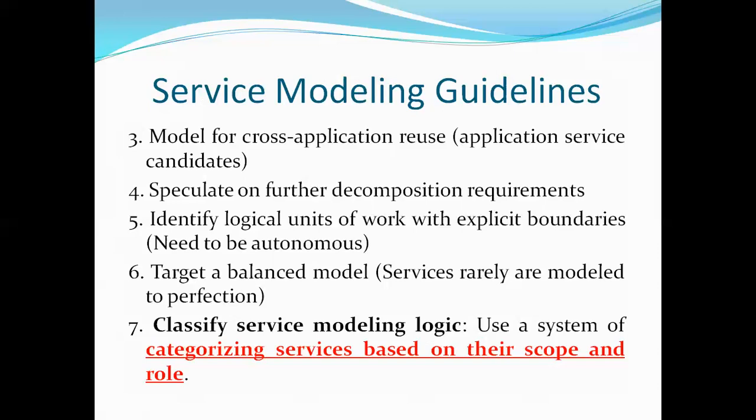So this is the seventh modeling guideline. We have to follow these modeling guidelines at the time of completion of the analysis phase. So in the third phase of analysis, the service modeling phase, we have to give some time to service modeling. We have to include these guidelines and think about them at the time of service modeling.